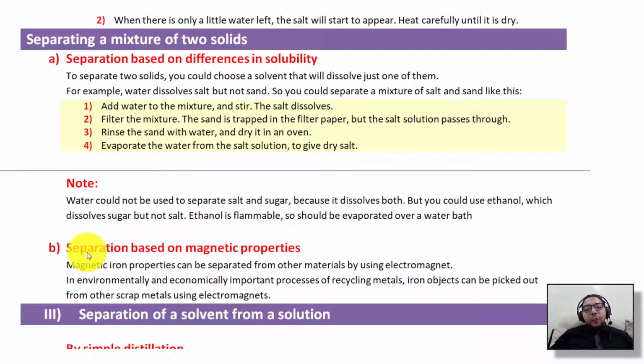The sulfur is not magnetic, while the iron filling is magnetic. So when you apply a magnet, the magnet is going to attract the iron filling from the sulfur powder, and this is going to separate the iron from the sulfur. So we can separate the two solids as per the magnetic properties, as we have discussed over here.